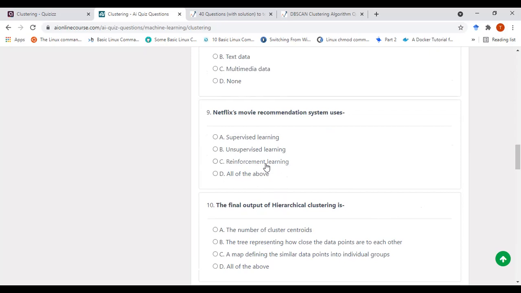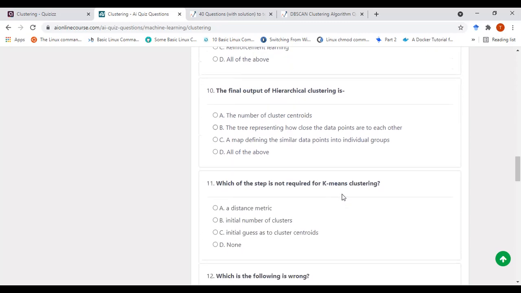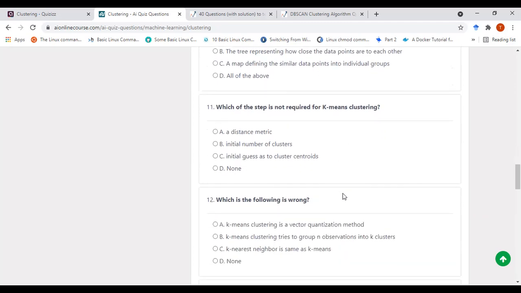I think it might be using all three, frankly. ठीक है, लेकिन primarily could be supervised learning. The final output of a hierarchy clustering is the tree. ठीक है, which of the following is not required for k-means? अब बस जल्दी बताएं, k-means में किस चीज की जरूरत नहीं है?